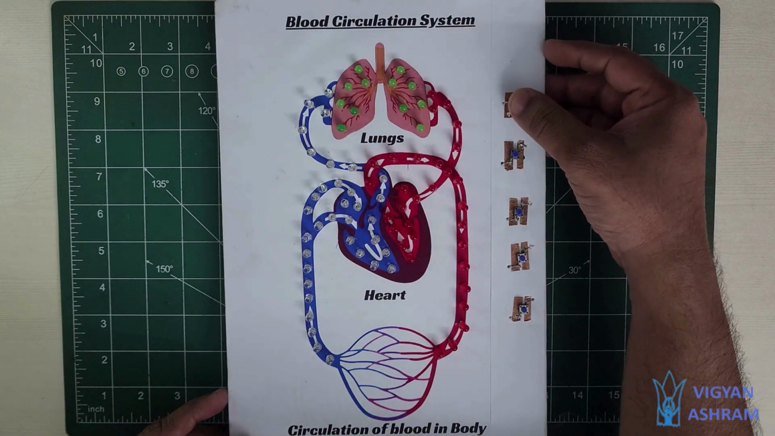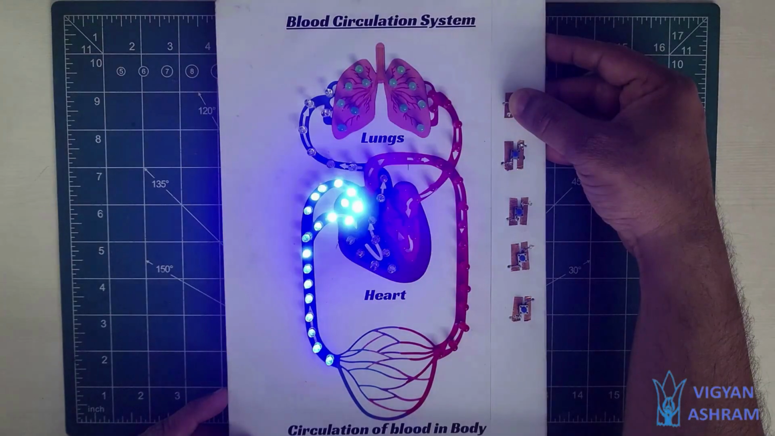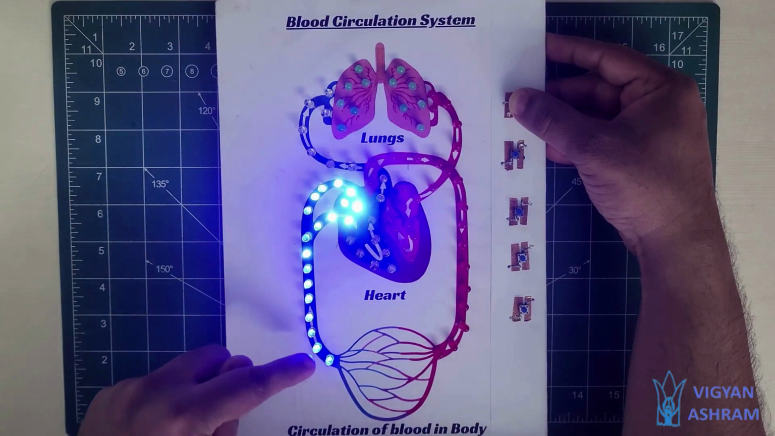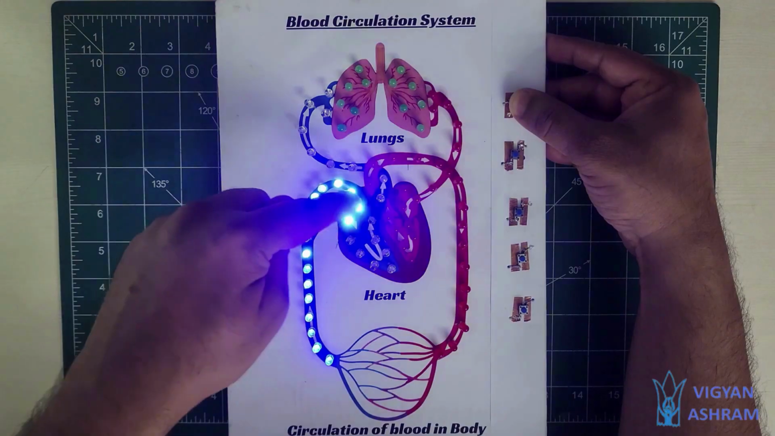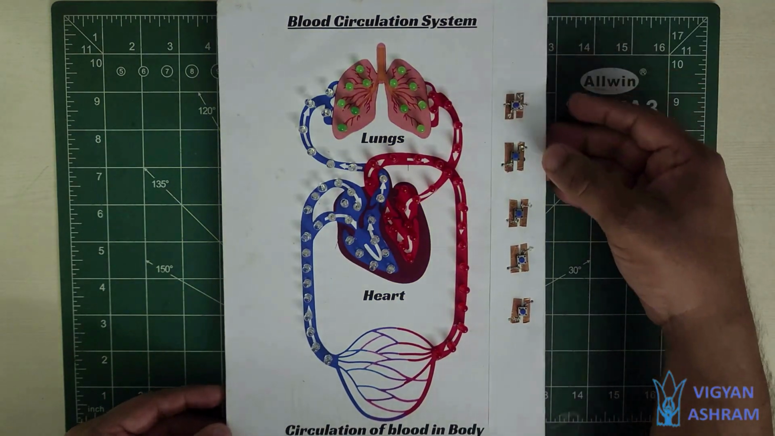Here we have used blue LEDs to represent the same. If I press this push button, these blue LEDs will light up. So this is where the deoxygenated blood is flowing from the body to the right auricle of the heart. So that is path number 1 or stage number 1.